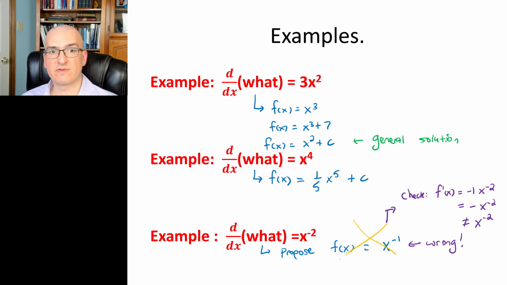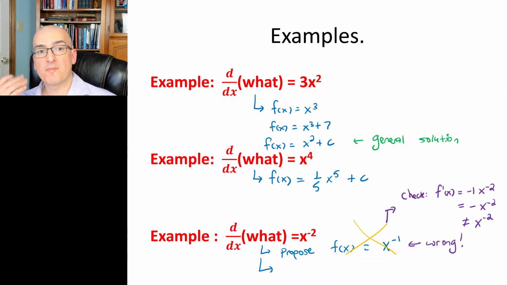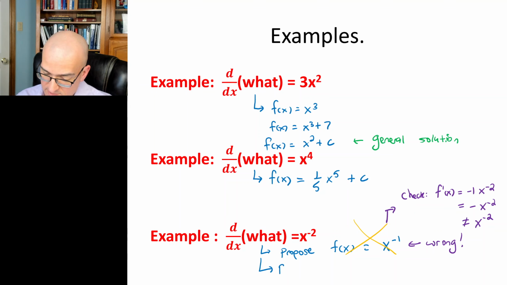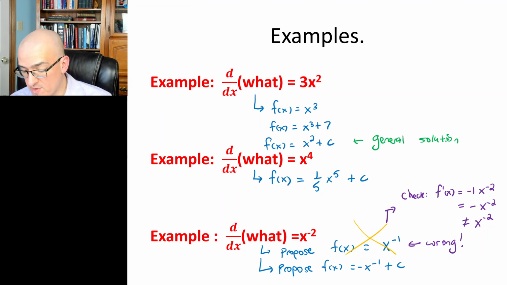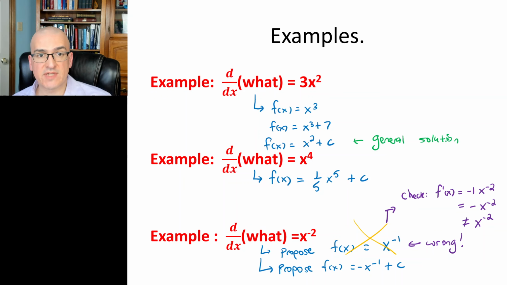Didn't pass our test. We tried to validate whether this proposal was correct. So now we're going to propose again f of x is equal to negative x to the power of negative 1 plus c. And that one you can confirm on your own. When you take the derivative of that, the negative 1 will come down. So you'll have negative times negative 1, so positive 1 times x to the power of negative 2, plus the derivative of a constant. Derivative of a constant is 0, so plus 0, which recovers exactly what we want, x to the power of negative 2.